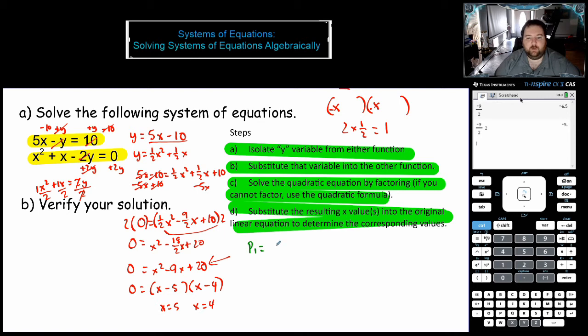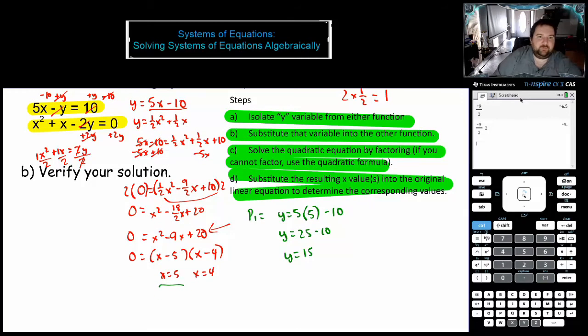So our line is y equals 5x. X in this case is 5, so I'm going to put 5 there, minus 10. That means y equals 25 minus 10, and y then is equal to 15. Okay, we have our first solution. Our first solution algebraically, our first point is x of 5, y of 15. Let's find our second one.